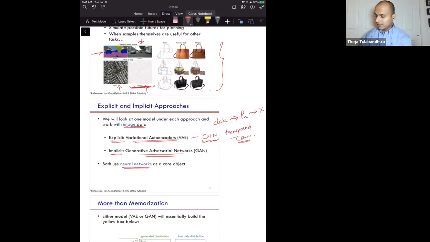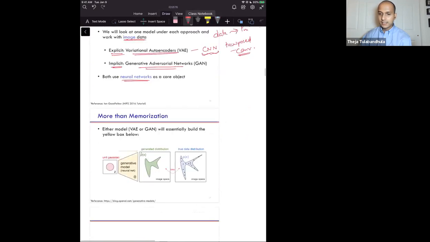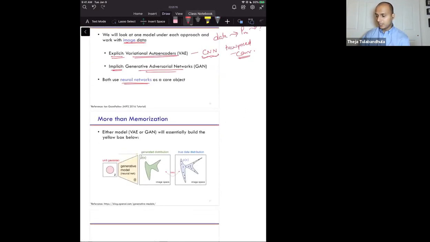Any questions at this point? So let me summarize what we're trying to do. We're going to look at two models, VAEs and GANs. With either model, at the end of the day, we want to create a sampler. So we want to sample a new image, for example.